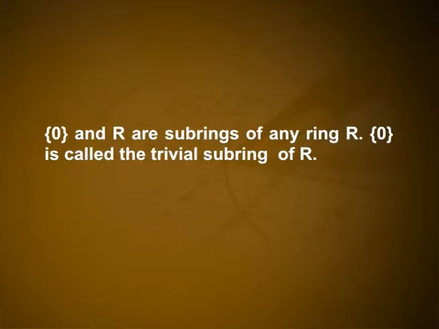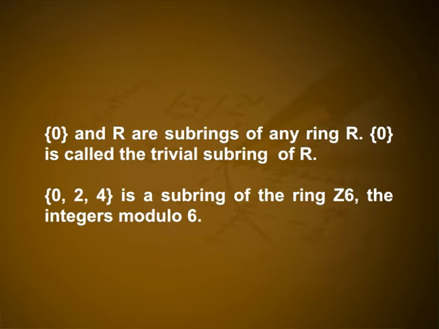Example: 0 and R are subrings of any ring R. The set 0 is called the trivial subring of R. Next example, the set {0, 2, 4} is a subring of the ring Z6, the integers modulo 6.